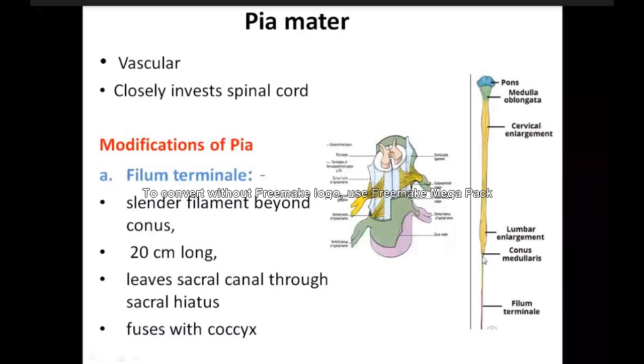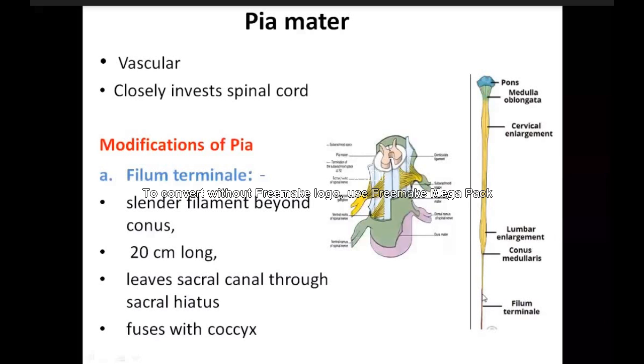So this is nothing but the extension of the pia mater, which is known as filum terminale. Okay, all these are spot questions, so you should be very familiar. So the spinal cord ends here at the level of the conus medullaris. Now, beyond the conus also you find one filament-like structure. So that's why it is known as filum terminale.